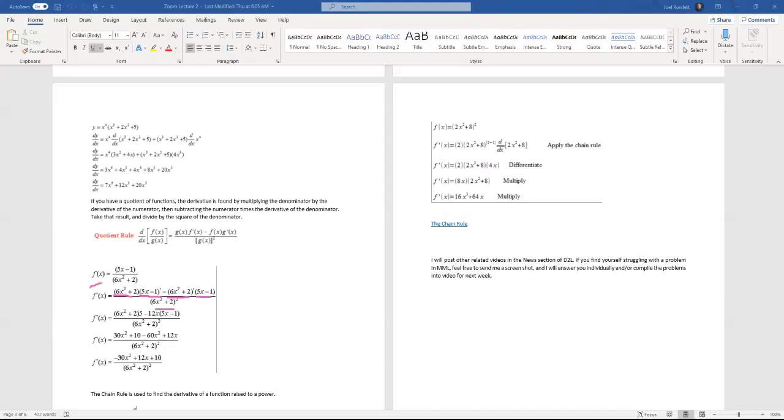Again, if we were doing this in class, you probably would hear me say all of these things, but I would actually be writing this step here. And again, using algebra, we simplify and we finally get a derivative here.